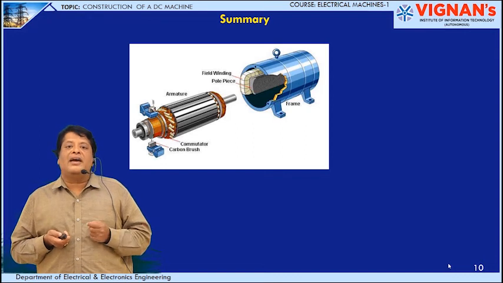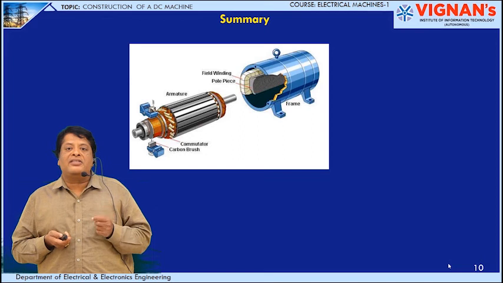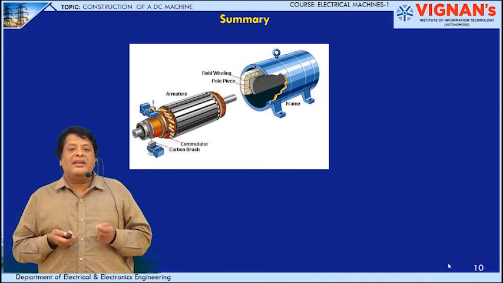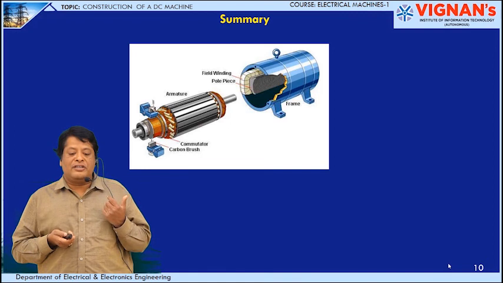To collect the electrical power from the machine, we keep brushes resting on the commutator segments. It also provides an electrical connection between the armature and the external circuit.